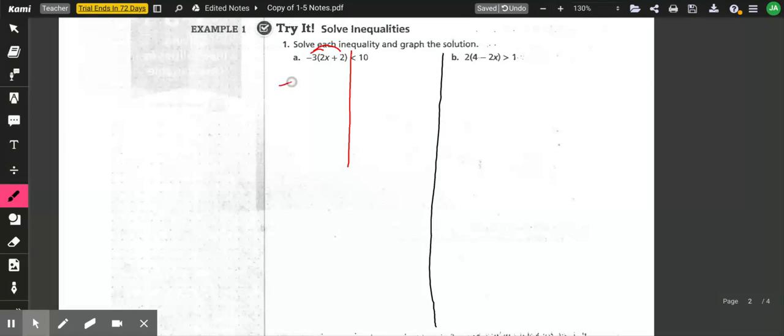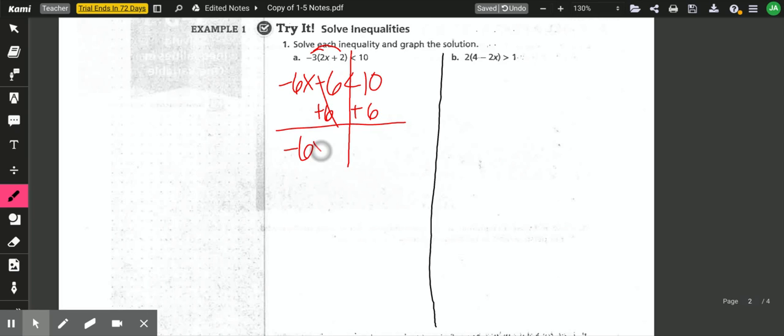So if I distribute, I'm going to get negative 6x minus 6 is less than 10. I'm trying to get x by itself, so then I'm going to add 6. And I have negative 6x is less than 16. And I'm going to divide by negative 6. Okay, now here's where we have our first difference. So, well, first off, let's do 16 divided by negative 6 is negative 2.6 repeating, which is negative 2 and 2/3. 0.6 repeating is 2/3. But the first thing that happens is different.